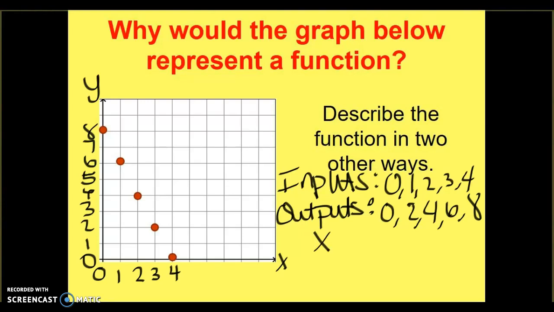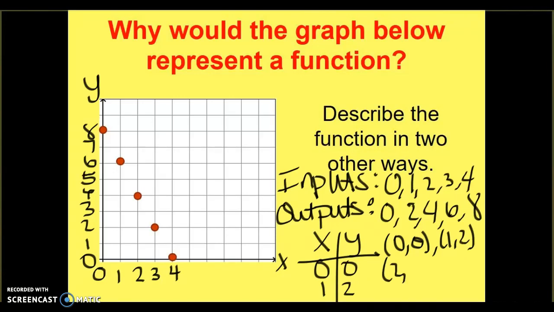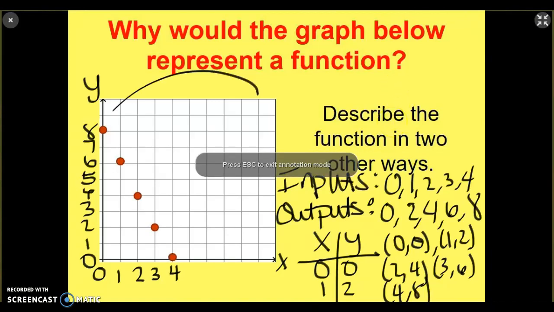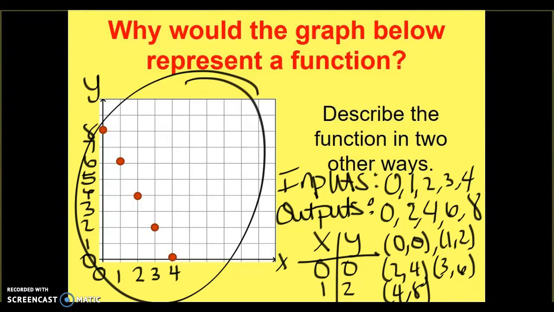I could also put that as a table. So I have 0 and that matches with 0. I have 1 and that matches with 2. I could go 2, that matches with 4, and I can continue that on from there. I can do it as ordered pairs too, which would be (0, 0), (1, 2), (2, 4), (3, 6), (4, 8). All I'm doing is looking at my graph and pulling out all of that different information, looking at the inputs or the outputs, the x coordinates, the y coordinates, and trying to figure out which one matches with what.